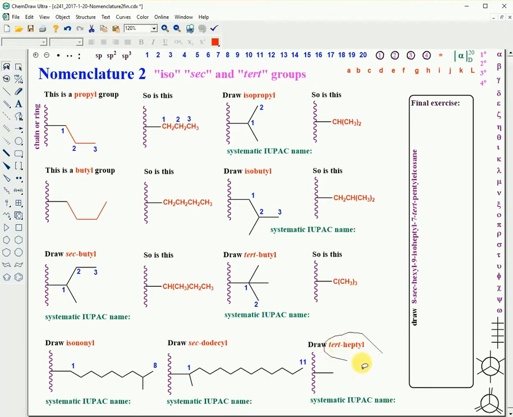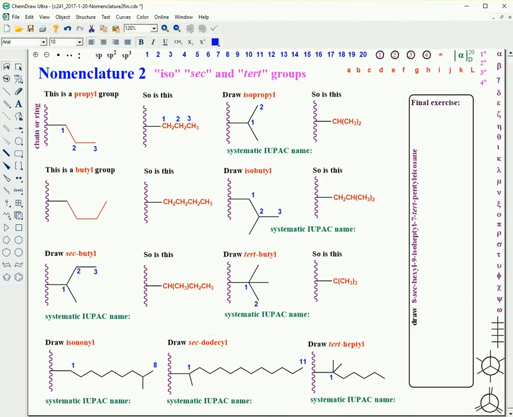Tert heptyl, my strategy is to draw 2 less than heptyl, which is pentyl. And do a double branch off the first carbon. Once again, pentyl, 2, 3, 4, 5. I think I went a little too far. There's pentyl, 2, 3, 4, 5. And 6, 7 for the branched ones on the first carbon.